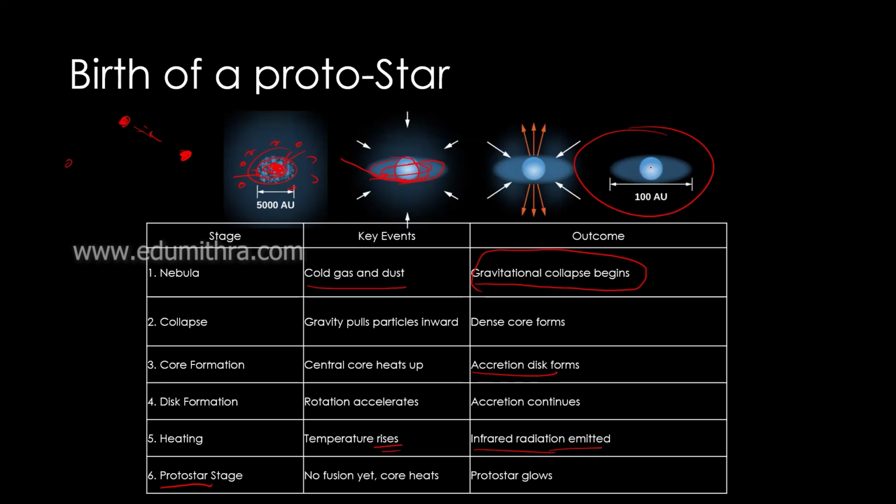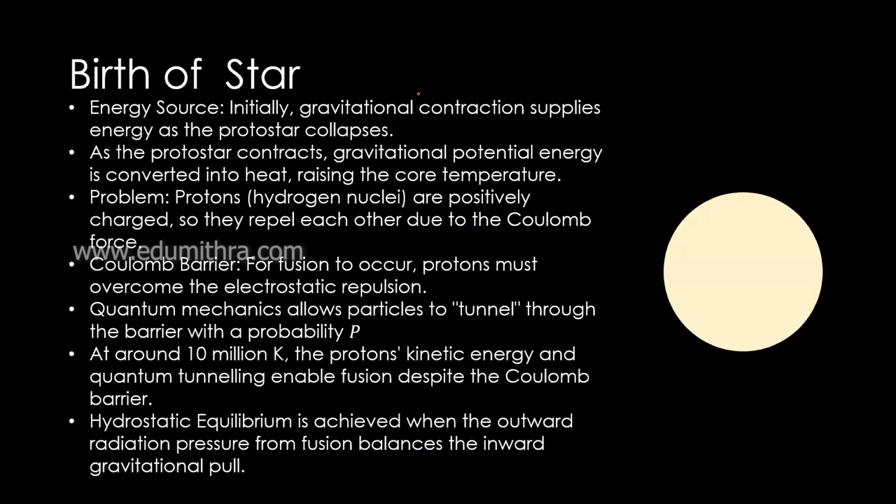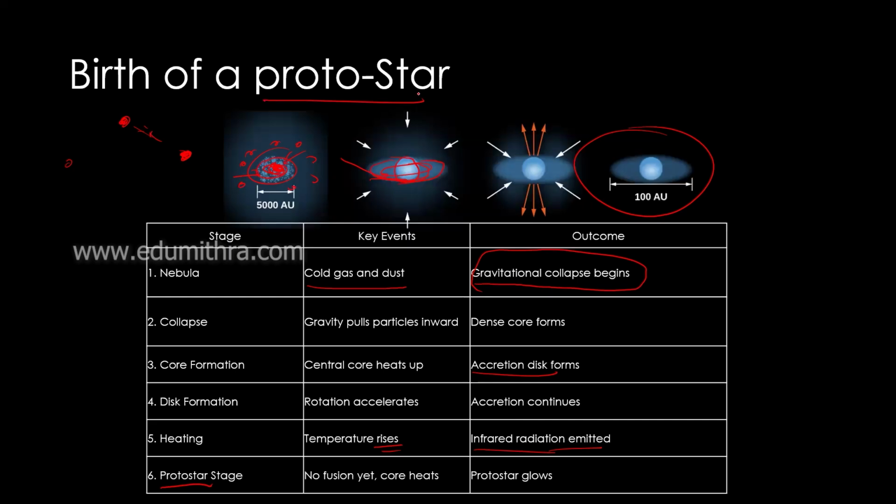It is not because of any other kind of reactions. So it starts to glow and it is called a protostar. Now, we can say that it is actually the just-before stage of a star. We cannot call it a star. It is called a protostar. That's it. Now the next stage happens, that is the birth of the star.